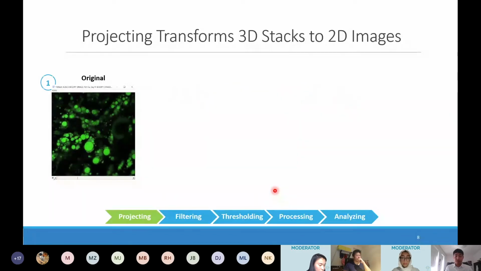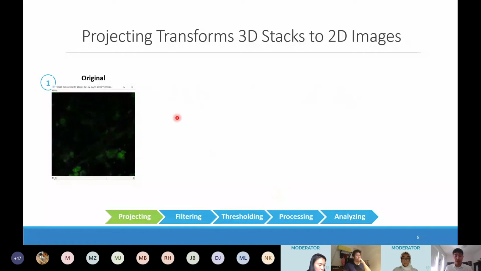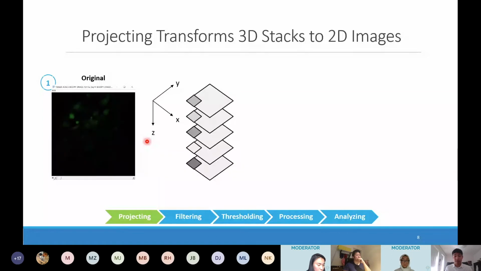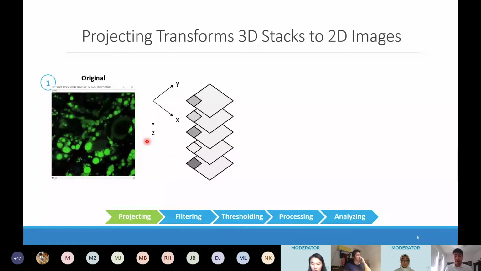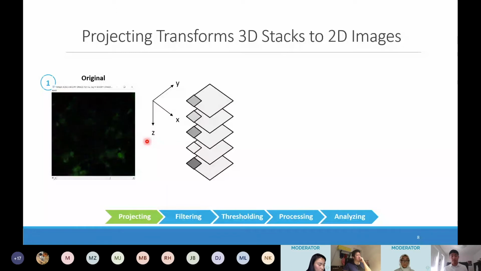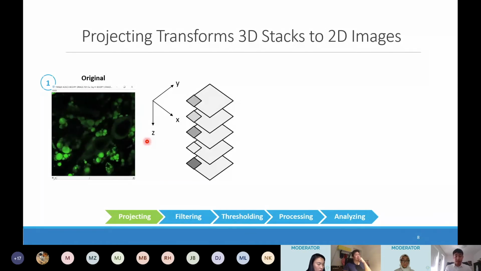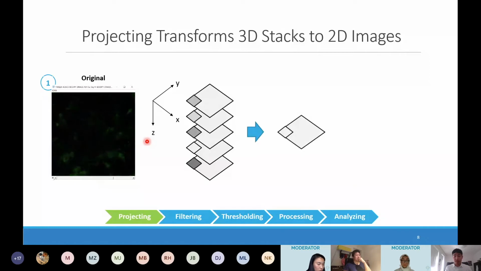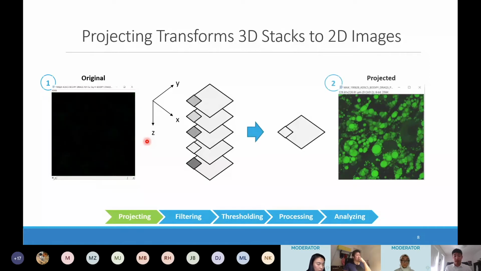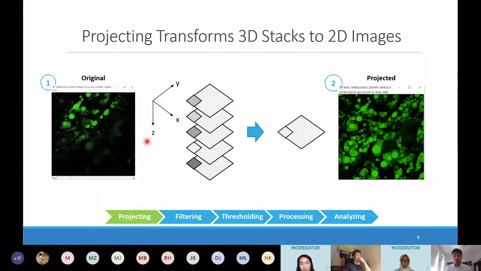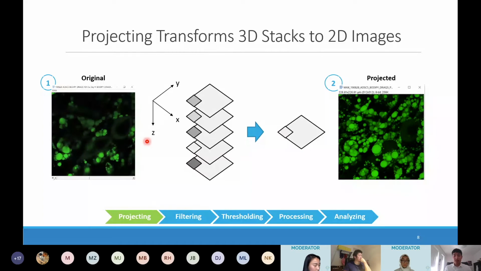Projecting transforms the 3D stack that you can see on the left here to a 2D image. We do this by using what's called a maximum projection. We look at every XY coordinate, and for each XY coordinate, we look at the pixel intensity across every stack in the third dimension, the Z dimension. If we take the maximum of these pixel intensities for every XY coordinate, then we're able to form what's called a maximum intensity projection, which is in the 2D space, and this is easier for us to work with in the subsequent steps.